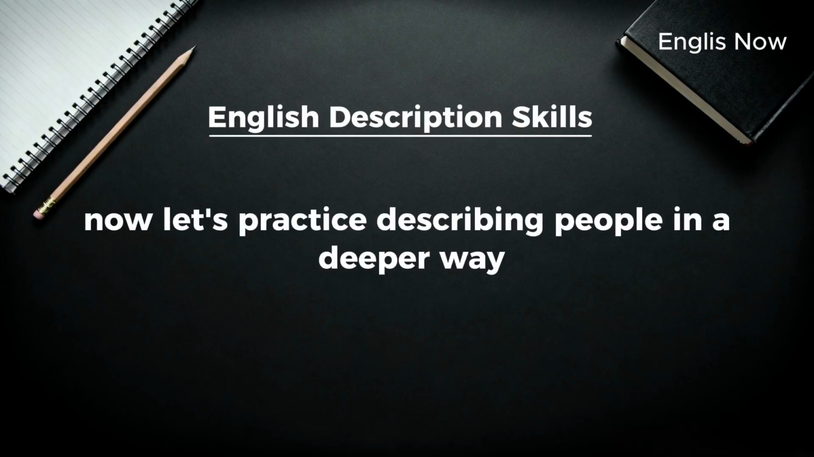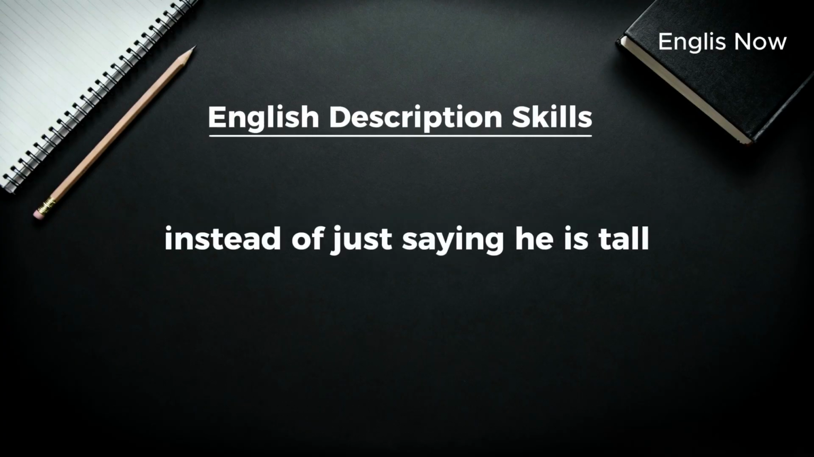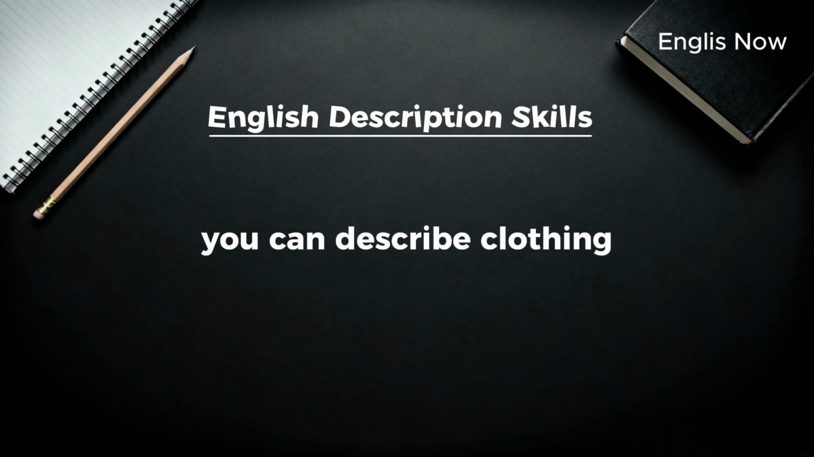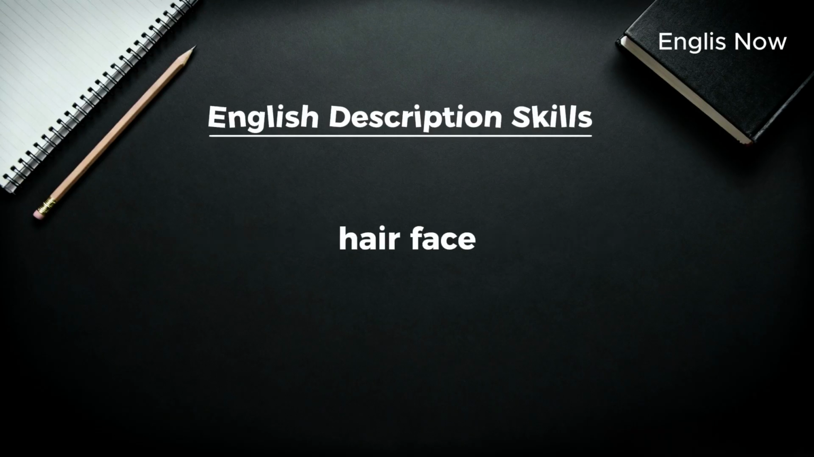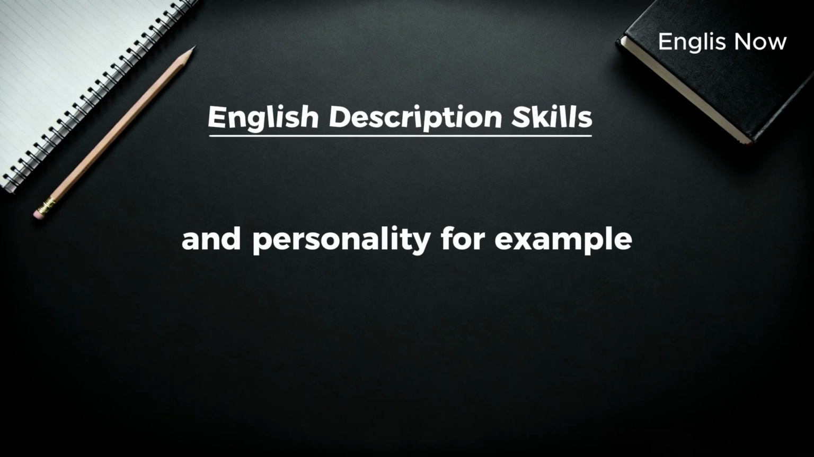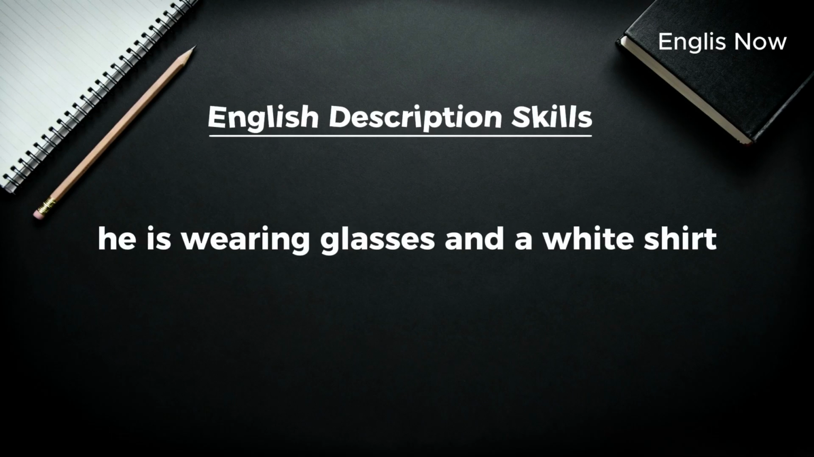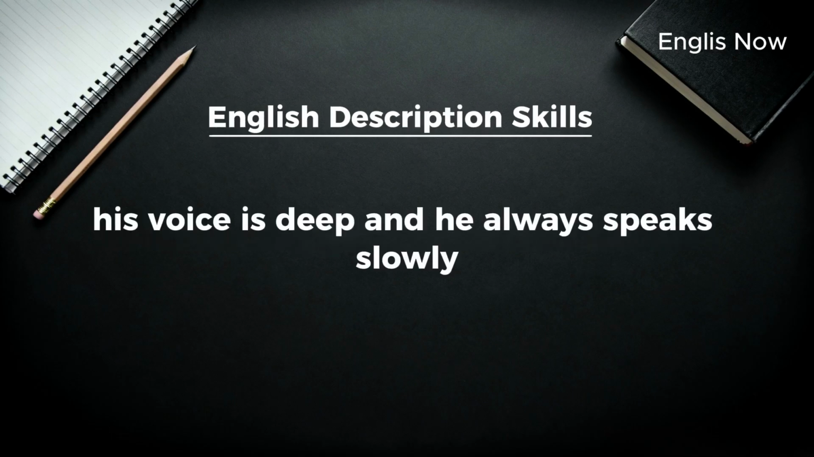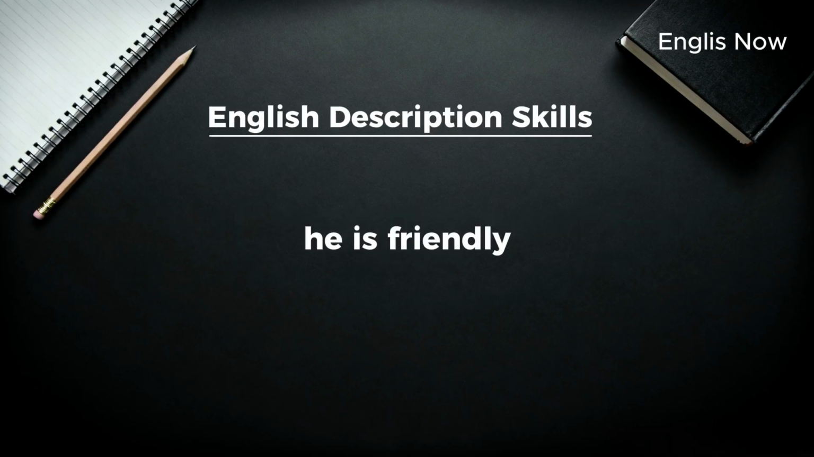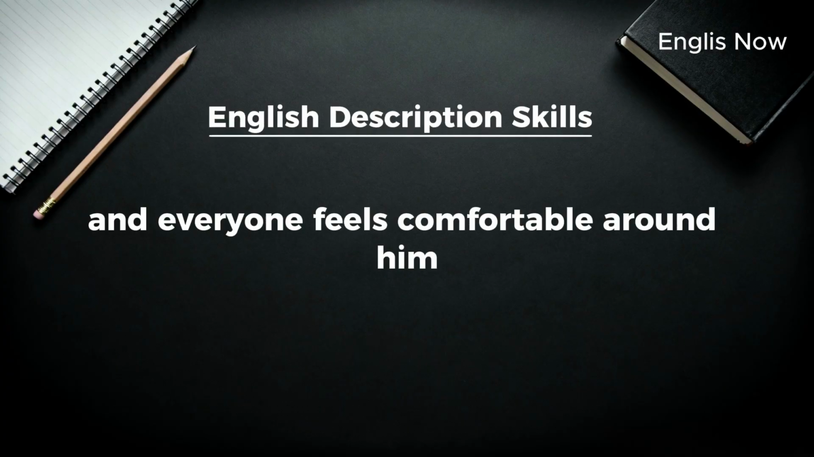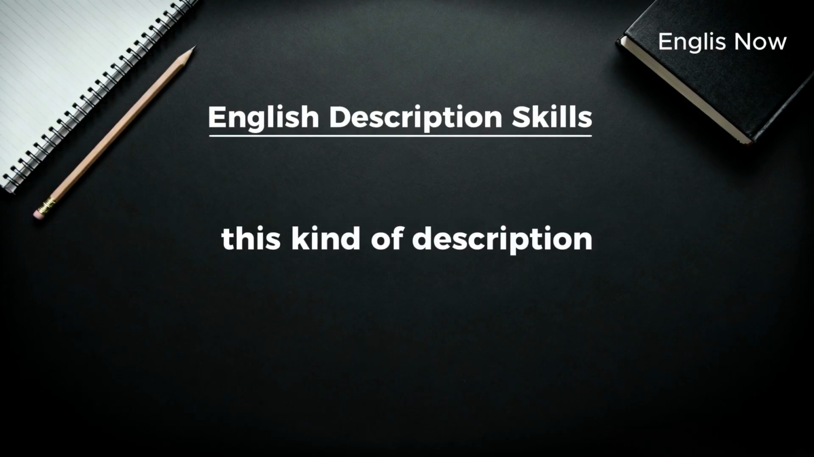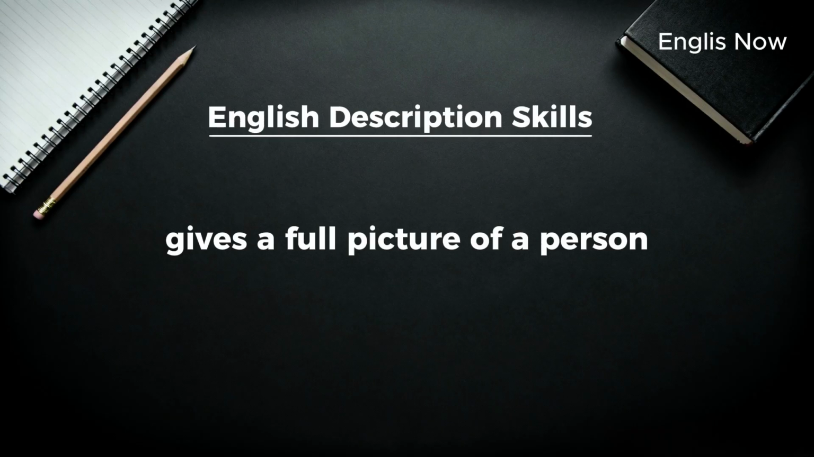Now let's practice describing people in a deeper way. Instead of just saying, "He is tall," you can describe clothing, hair, face, and personality. For example, he is tall with short black hair. He is wearing glasses and a white shirt. His voice is deep, and he always speaks slowly. He is friendly, and everyone feels comfortable around him. This kind of description gives a full picture of a person.